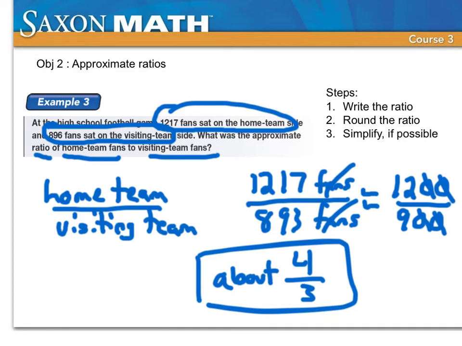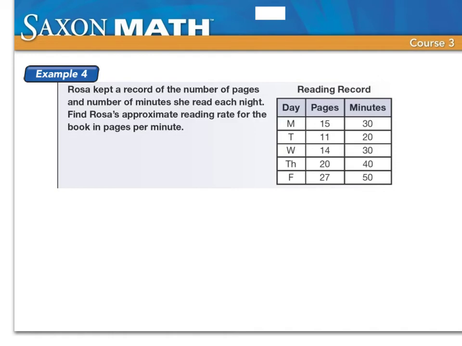And let's do one last example. Okay, so here it says Rosa kept a record of the number of pages and number of minutes she read each night. So we got how many pages she read and how long it took her, for Monday, Tuesday, Wednesday, Thursday, Friday. Maybe she's got to keep track for English class. We're going to find Rosa's approximate reading rate for the book in pages per minute. Again, approximate. Approximate means that we can round, if we need to, or make it close.